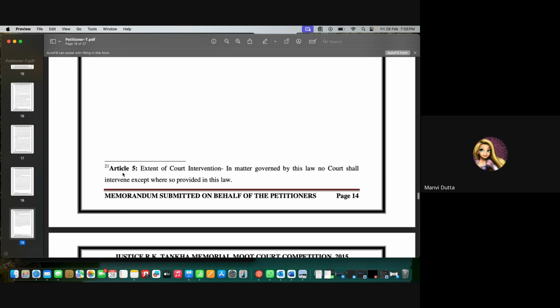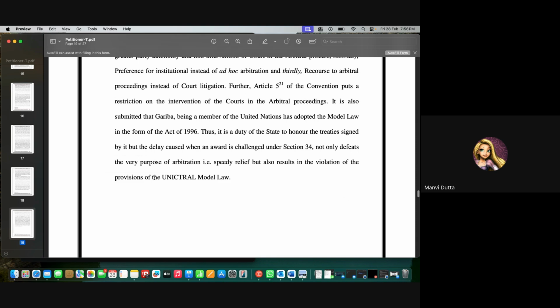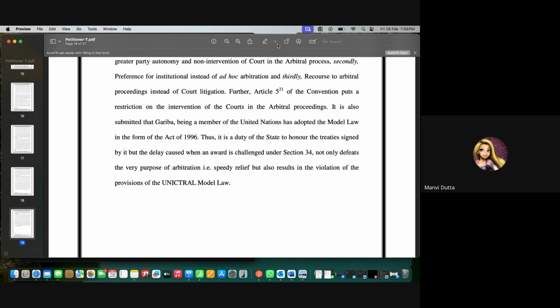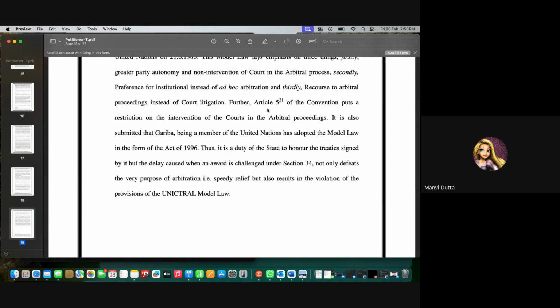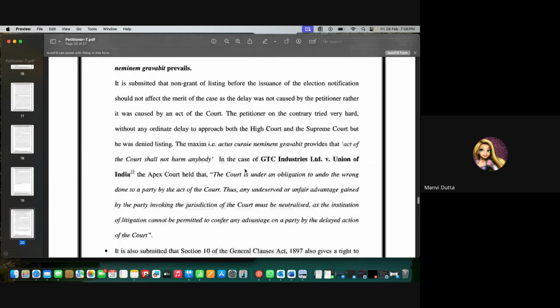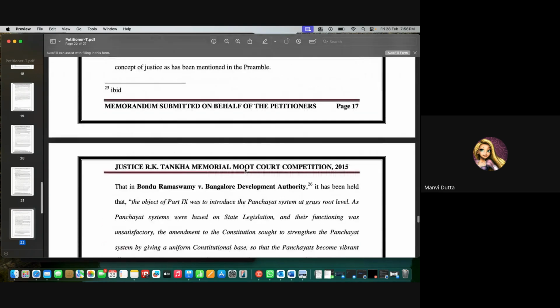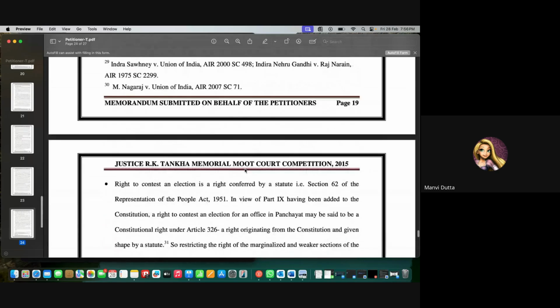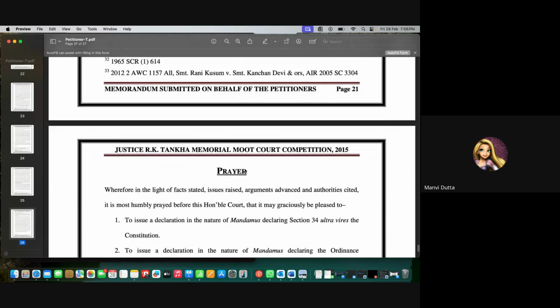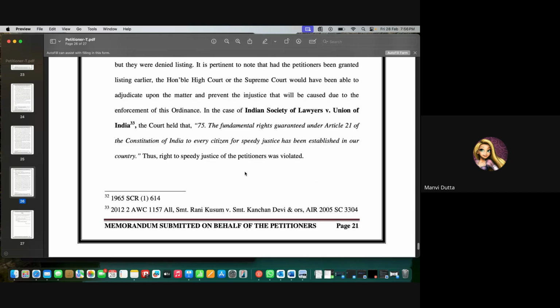Here they have defined Article 5, so you can define, if you want, any particular reference that you have made. Here they have referred to Article 5, so they have defined what Article 5 of the convention says. So this is all about the arguments advanced.